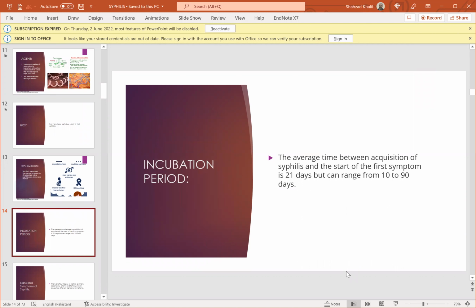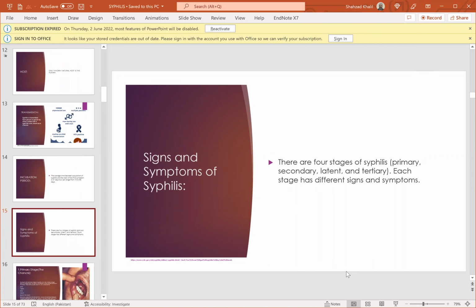Incubation period. The average time between acquisition of syphilis and the start of a symptom is 21 days, but can range from 10 to 90 days. Signs and symptoms. There are 4 stages of syphilis, which are primary, secondary, latent, and tertiary. Each stage has different signs and symptoms.